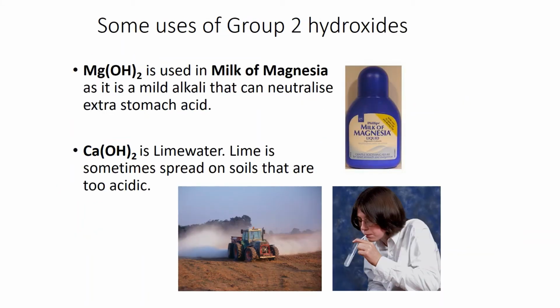Uses of group 2 hydroxides then. Group 2 hydroxides are incredibly useful. Certainly if you've ever had a stomach upset, you may have used milk of magnesia without realising it. It's a very mild alkali that neutralises stomach acids. And you know from the previous session that this is sparingly soluble.